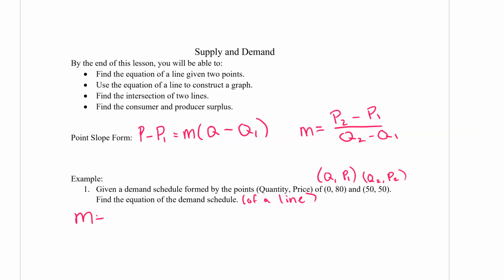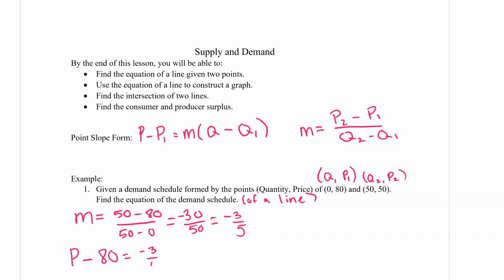I've got my slope. It's going to be equal to 50 minus 80 divided by 50 minus 0, or negative 30 divided by 50, or negative 3/5. Then P minus P1, P1 is 80, equals negative 3/5 times Q minus Q1, which is 0.